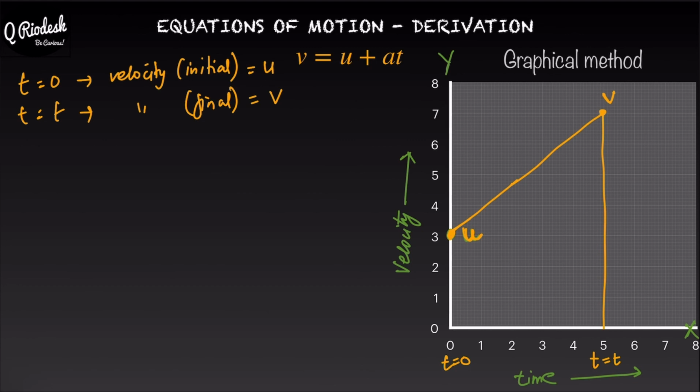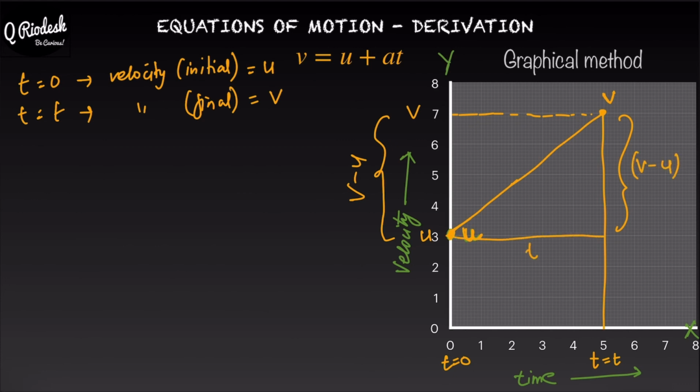So this is v, and this part is u. If you calculate this distance, it is v minus u. This is v minus u, and the bottom here is time. Now we know that the slope of this line gives acceleration. The slope of a velocity-time graph gives you acceleration.